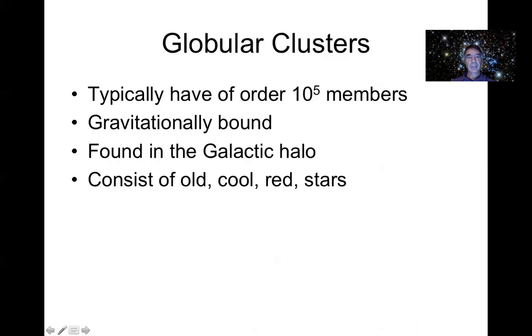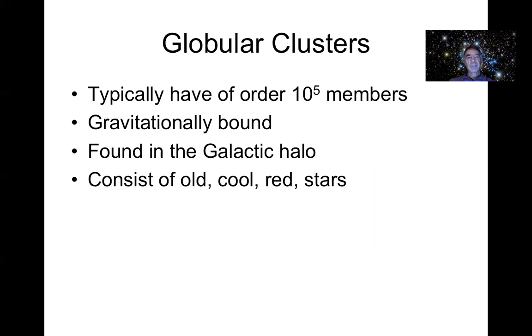So that's open clusters. Now let's switch to globular clusters. These are quite different beasts, really, and sort of amazing objects in their own right. These have many, many more members, many more stars making up the cluster. So easily 100,000. Some of them, the bigger ones, even have up to 1 million stars in them.